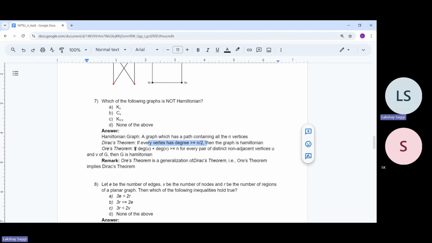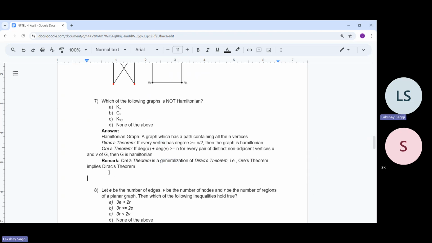directly. But it's not direct, because the degree of u can be 1 and the degree of v can be n minus 1. And still by Ore's, we can say that the graph is Hamiltonian. But by Dirac's, we won't be able to say that it is Hamiltonian. So that's why Ore's is a generalization of Dirac's theorem.